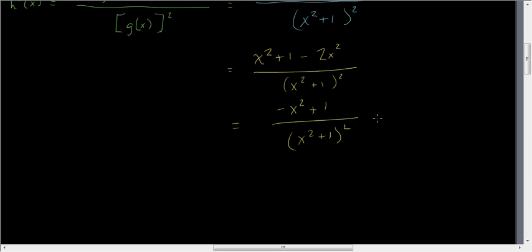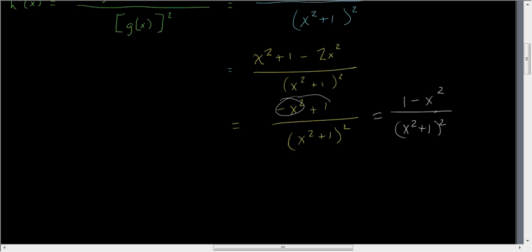An alternate way to do that is you can put the subtraction after the 1, and so it's 1 minus x squared all over x squared plus 1 quantity squared. I don't see any particular reason to kind of beat a dead horse as far as factoring here. So I'm just going to kind of leave it as it is.